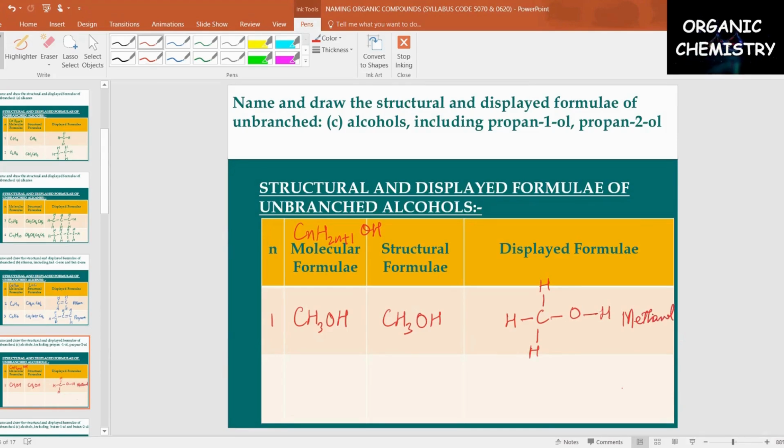In the same way, you can draw the structural and displayed formula of other unbranched alcohols. They include propan-1-ol and propan-2-ol. So I'm going to draw the structural and displayed formula of propan-1-ol and propan-2-ol.